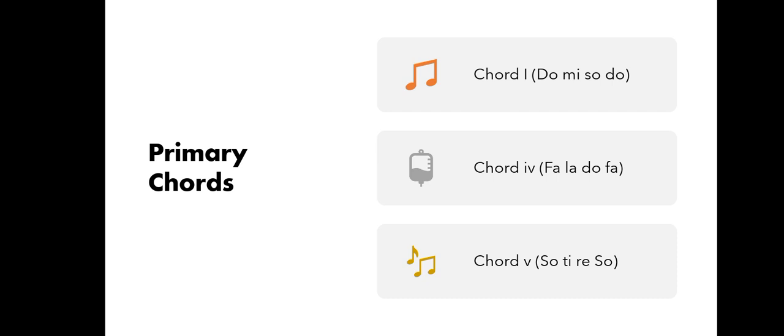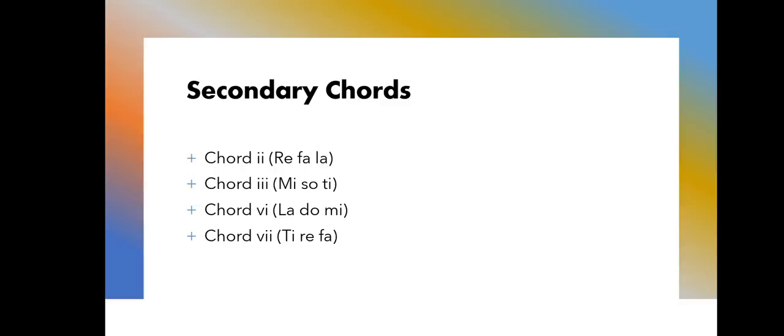We can now look at the secondary chords. The secondary chords are here, and there are four because we have a total of 7 chords. If 3 have gone to the primary chords, then the remaining 4 will be the secondary chords. Secondary chords are chord 2, chord 3, chord 6, and chord 7. Chord 2 is re fa la, chord 3 is mi so si, chord 6 is la do mi, and chord 7 is si re fa. These are the secondary chords.